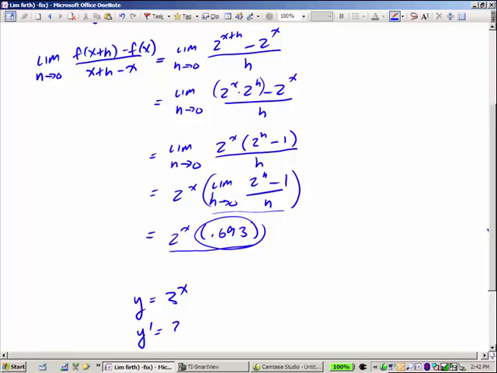So it would be 3 to the x times, instead of the limit of 2 to the h minus 1 over h, it would be the limit of 3 to the h minus 1 over h. So can you do that? You can probably do second enter, and just change your 2.2 raised to the 0.001 to 3 raised to the 0.001 minus 1 divided by 0.001.